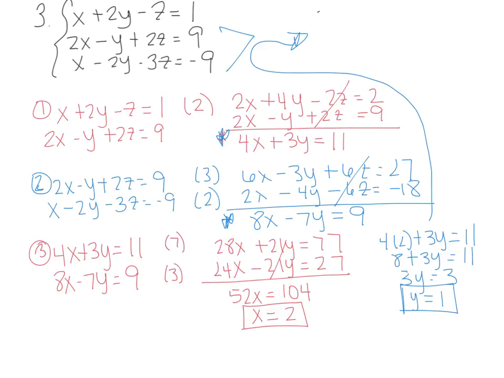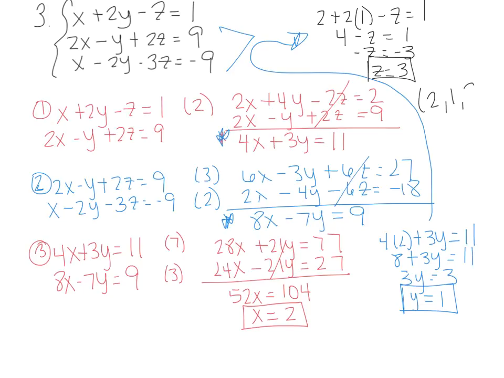So x was 2, plus 2 times y, which is 1, minus z equals 1. So I have 2 plus 2 is 4, minus z equals 1. Negative z is equal to negative 3. So z is equal to what? Positive 3. So my answer is 2, 1, and 3. And I'm done.